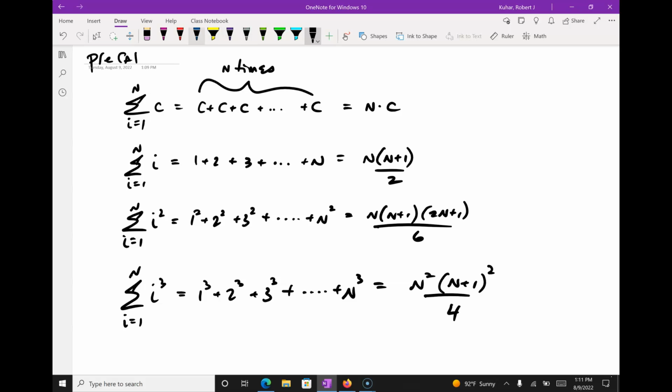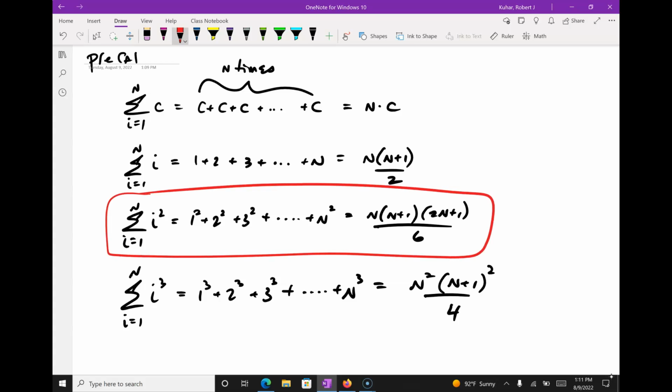Which one should we demonstrate? Which one would you like me to demonstrate? Anyone? Third one, I like it. Good choice. Third one.